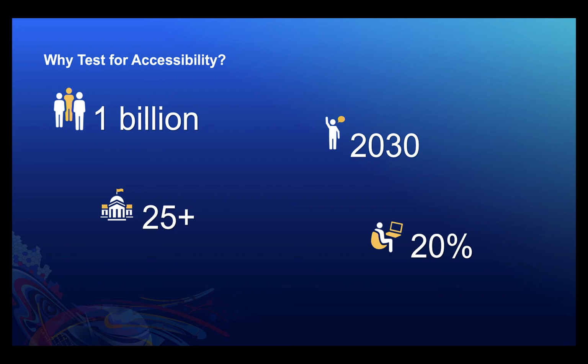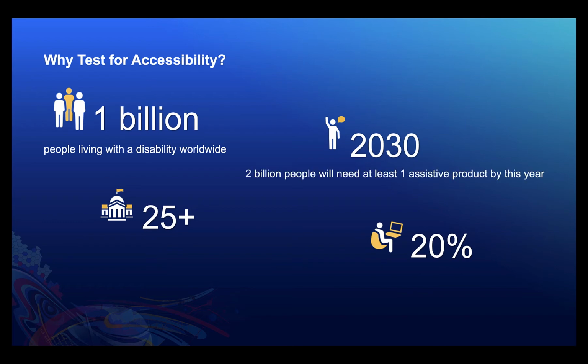Approximately 1 billion people worldwide live with a disability, making the disabled community the largest minority in the world, according to the World Bank. A World Health Organization study predicts that 2 billion people in the world will need at least one assistive product by the year 2030.